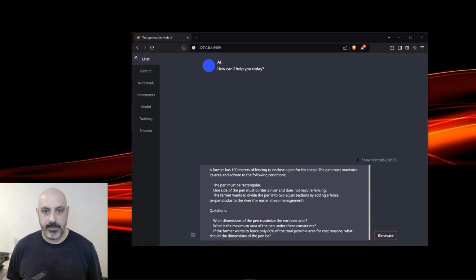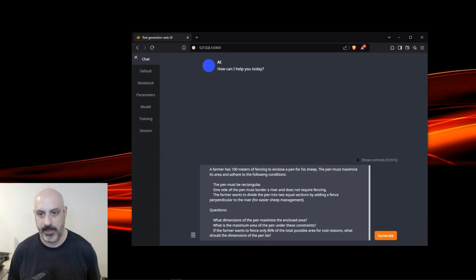The next question mixes optimization with geometry. A farmer has 100 meters of fencing to enclose a pen for his sheep. The pen must maximize its area and adhere to the following conditions. The pen must be rectangular. One side of the pen must border a river and does not require fencing. The farmer wants to divide the pen into two equal sections by adding a fence perpendicular to the river for easier sheep management. What dimensions of the pen maximize the enclosed area? What is the maximum area of the pen under these constraints? If the farmer wants to fence only 80% of the total possible area for cost reasons, what should the dimensions of the pen be?